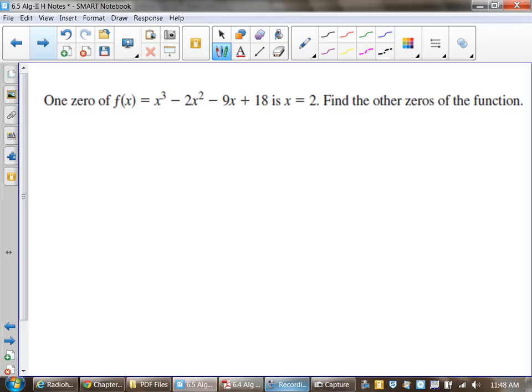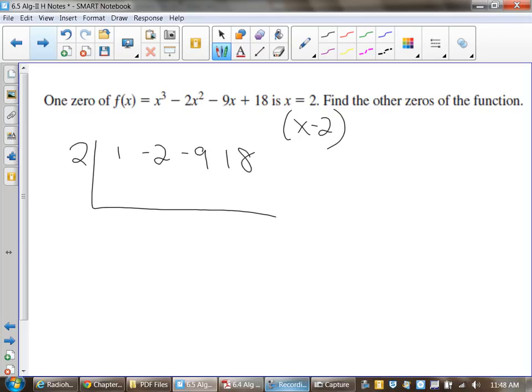So I know that they're telling me that x equals 2 is the zero. If x equals 2 is the zero, what's the term? x minus 2, very good. So I'm just going to put that here right away, so I don't forget it. I'm using synthetic division all the way through. I know my zero is 2. I pluck out my coefficients: 1, -2, -9, and 18.